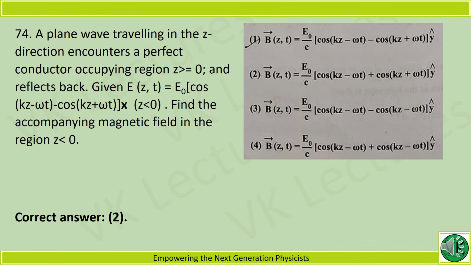A plane wave traveling in z direction encounters a perfect conductor occupying a region z greater than or equal to 0 and reflects back. The given E of z comma t equal to E naught cos of kz minus omega t minus cos of kz plus omega t into x for z less than 0. Find the accompanying magnetic field in the region z less than 0. The answer is option 2.